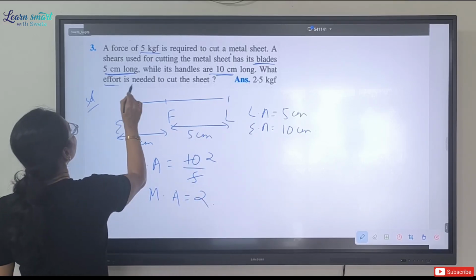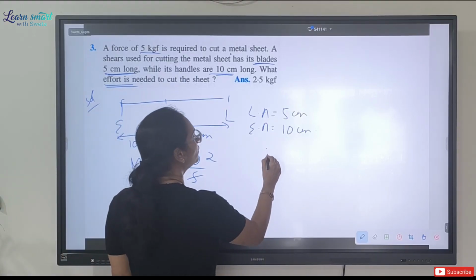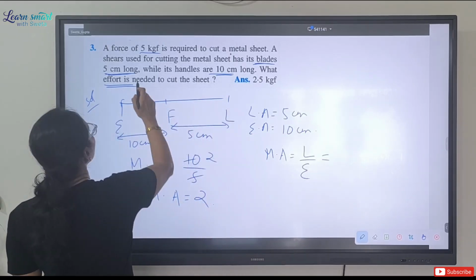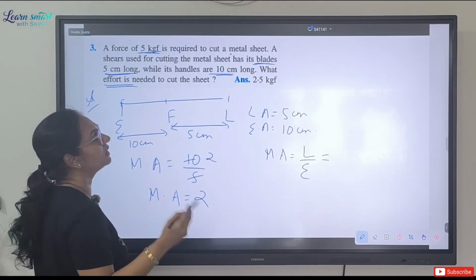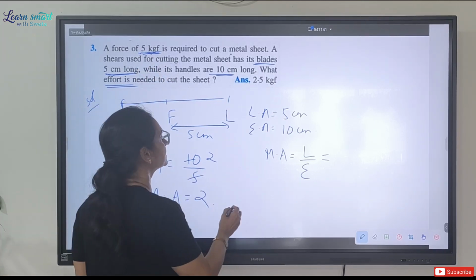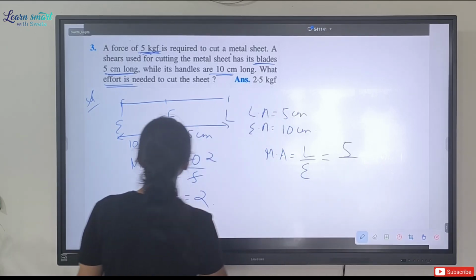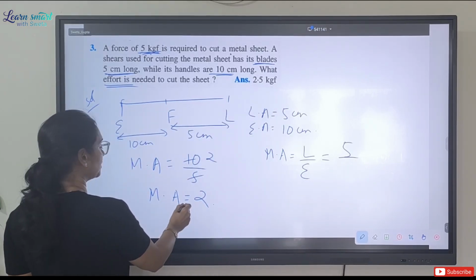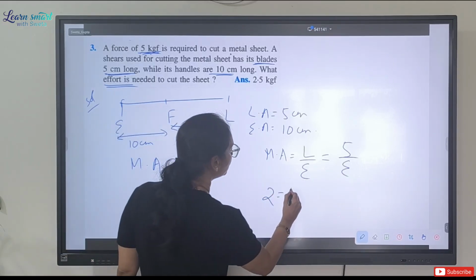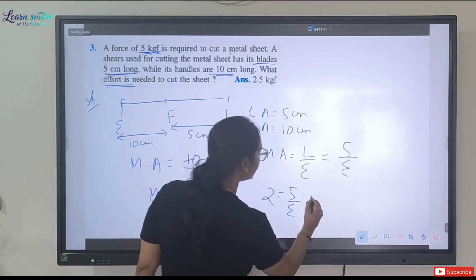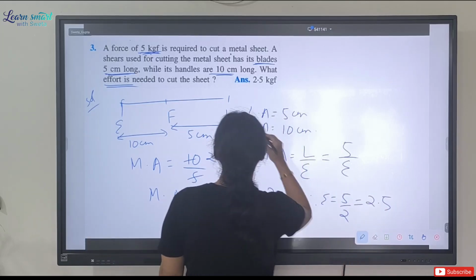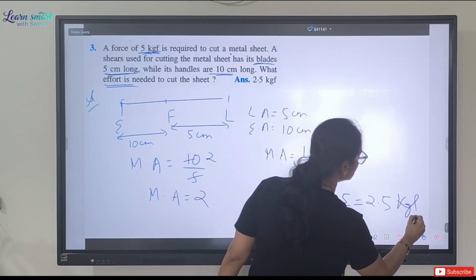But they have asked us what effort is needed. Effort we have to calculate. So we also know that mechanical advantage is equal to load upon effort. And load they have given, force of 5 kgf is required to cut a metal sheet. So when we are cutting the metal sheet, this much is the force required, which is the load. So load is 5 and the mechanical advantage we calculated is 2. We don't know the effort. So 2 is equal to 5 upon effort. Therefore effort will be 5 upon 2, which will come 2.5 kgf. Everything is in kgf.